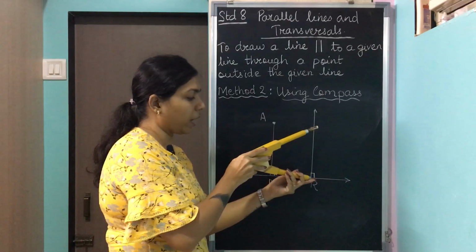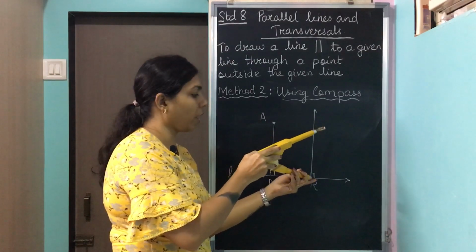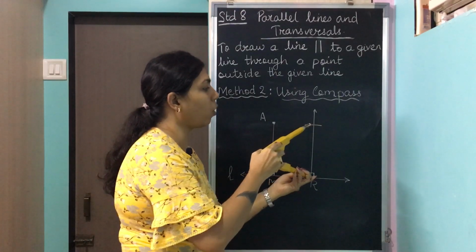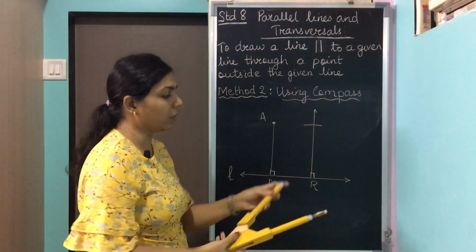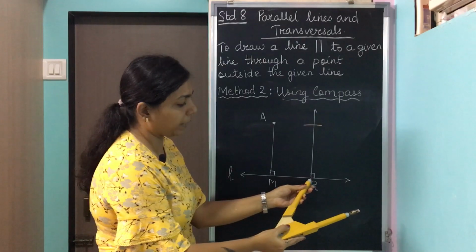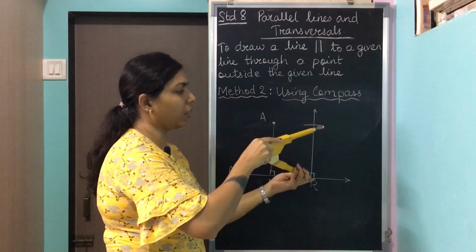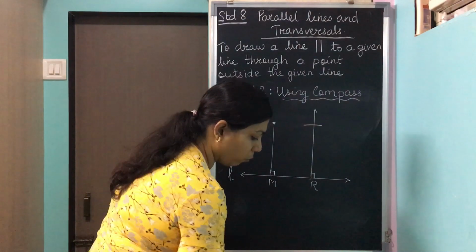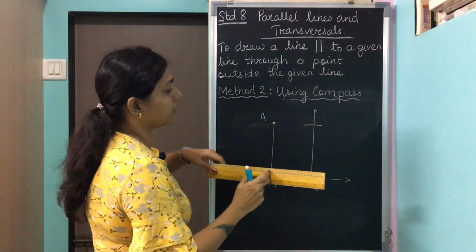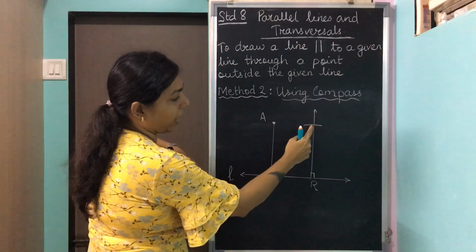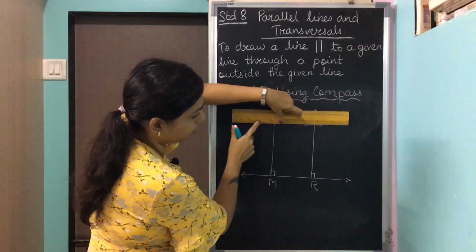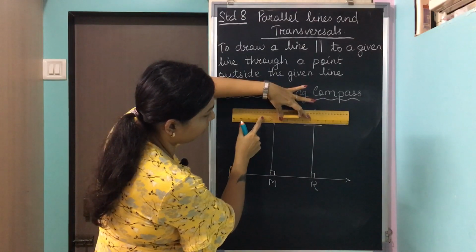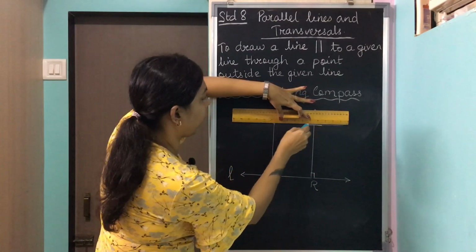Now the pointed part on point R, and using your pencil, you make a mark on the line that you have already drawn. And now what you do is you take your ruler and simply join this mark with your point A. Keep the ruler straight, adjust your ruler and you draw your line.